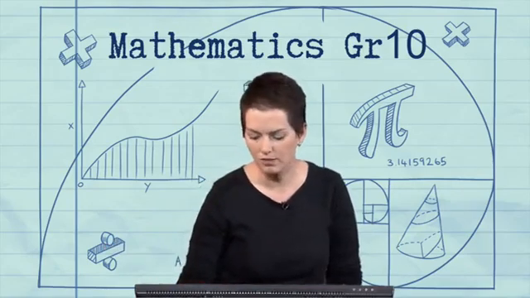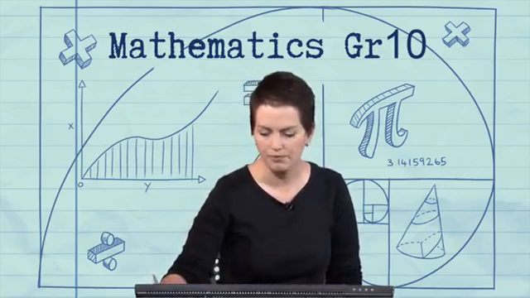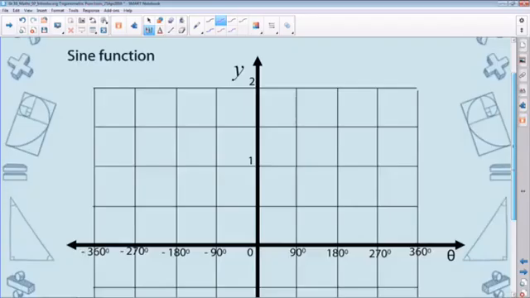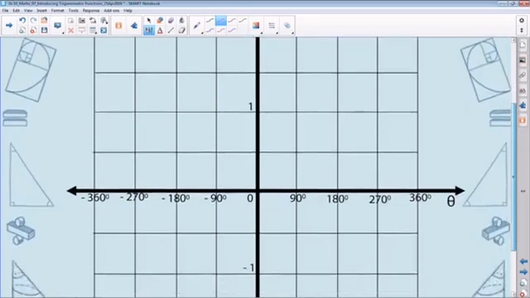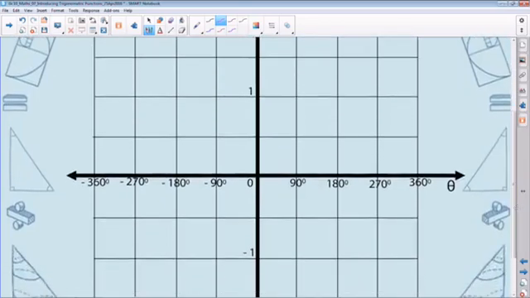Okay, let's go and look at the parent function of the sine graph. And I have a graph already set up over here. I'm just going to write over here what we're going to do. y is equal to sine of x. Now, because I've done this many times before, I know exactly what points I'm going to plot. And I'm going to put one over here. And you should be able to plot these without thinking.